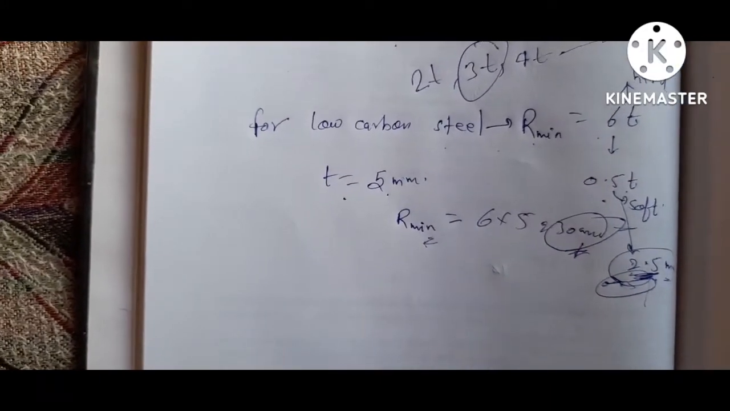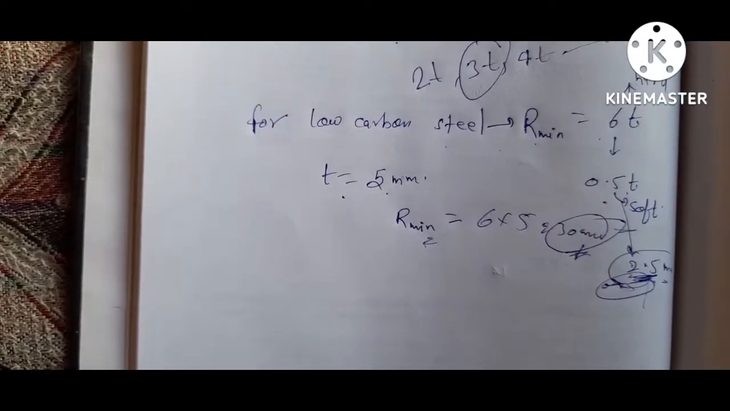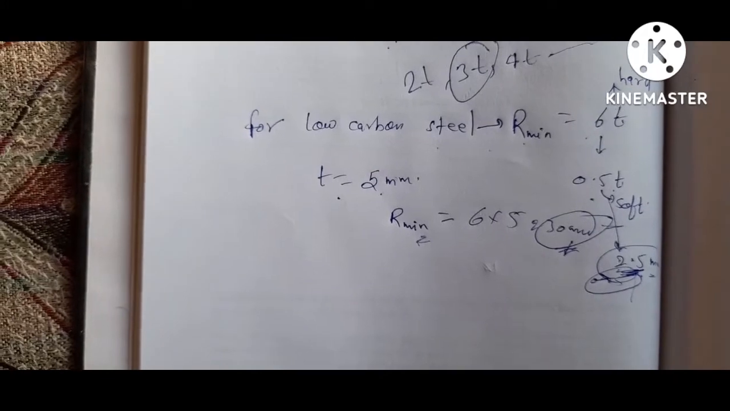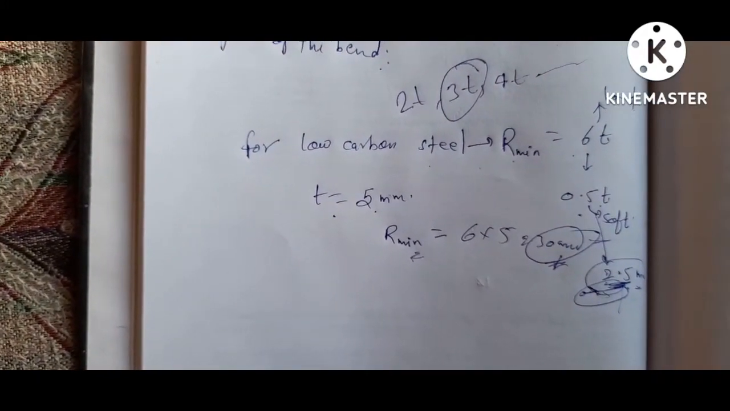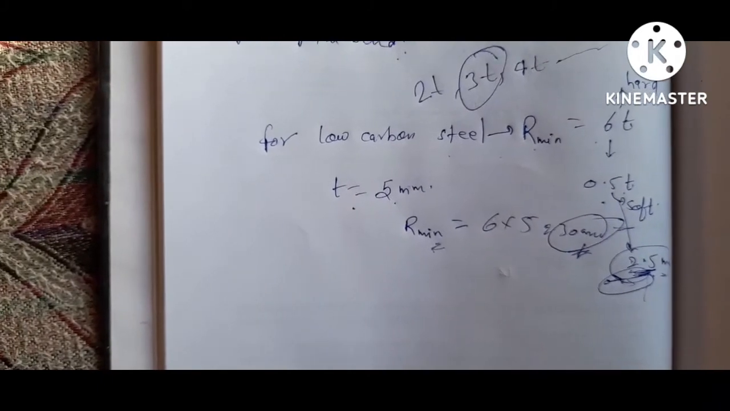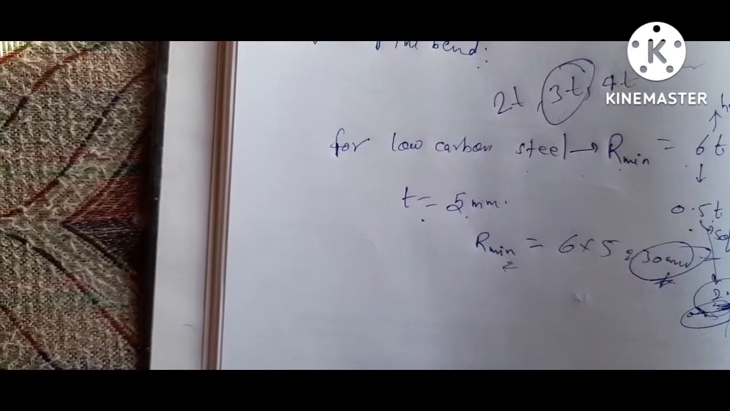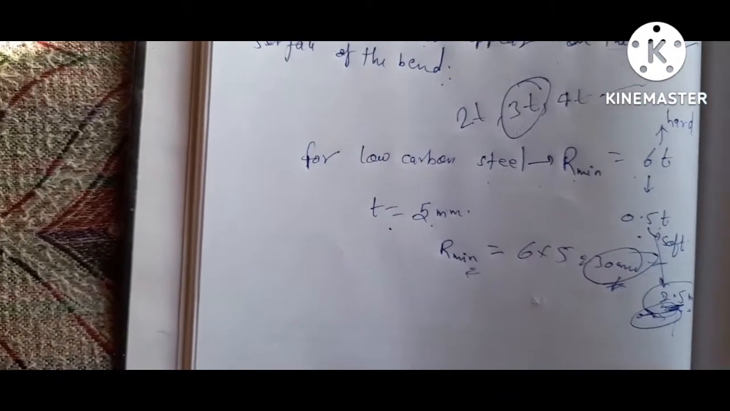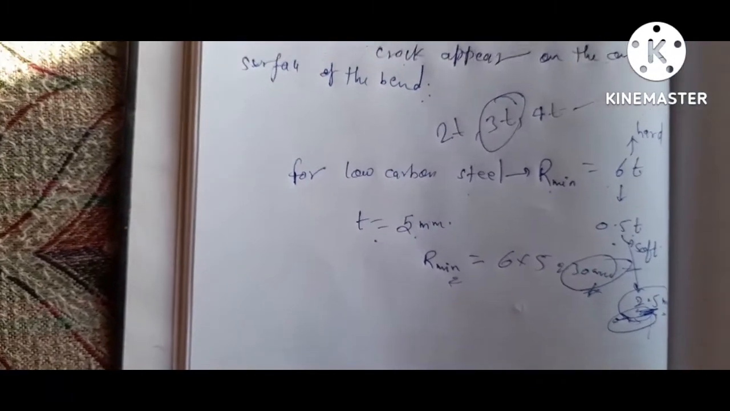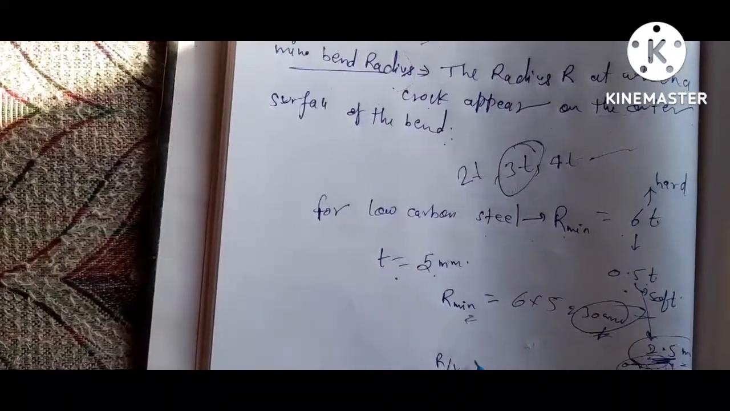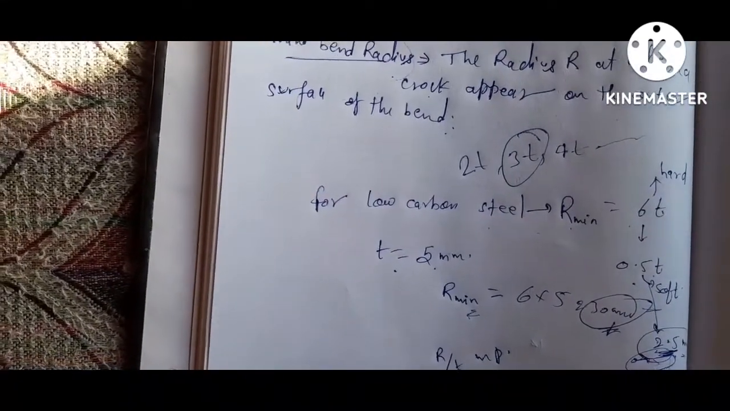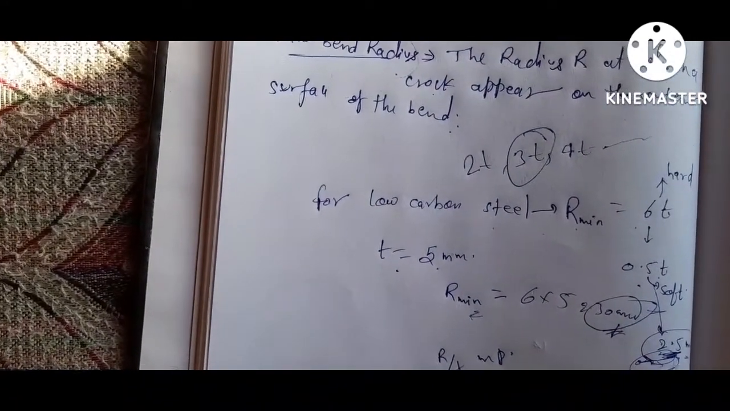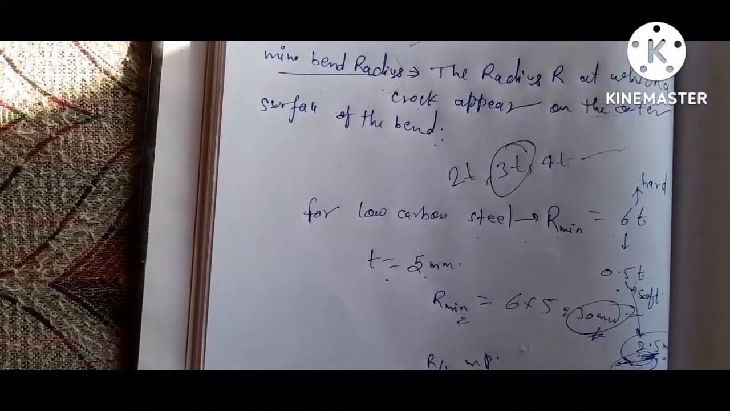For minimum bend radius, friends, this is experimental data. You see this table on the display. This is experimental data. Friends, studies have also been conducted to establish a relation between the minimum R by T ratio and a particular mechanical property of the material. One such analysis is based on the following assumptions.